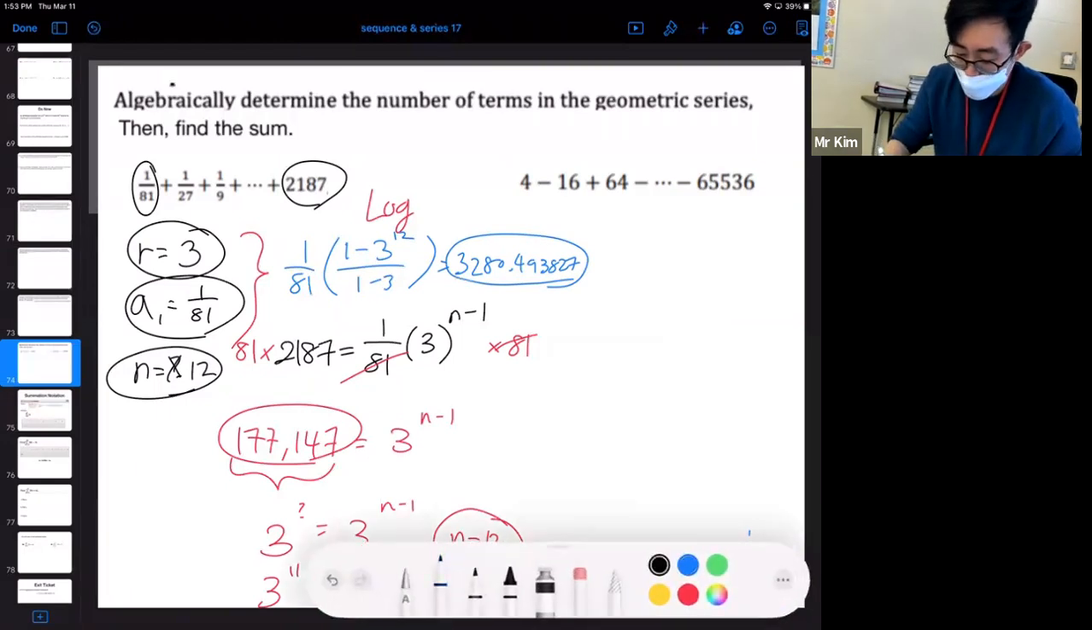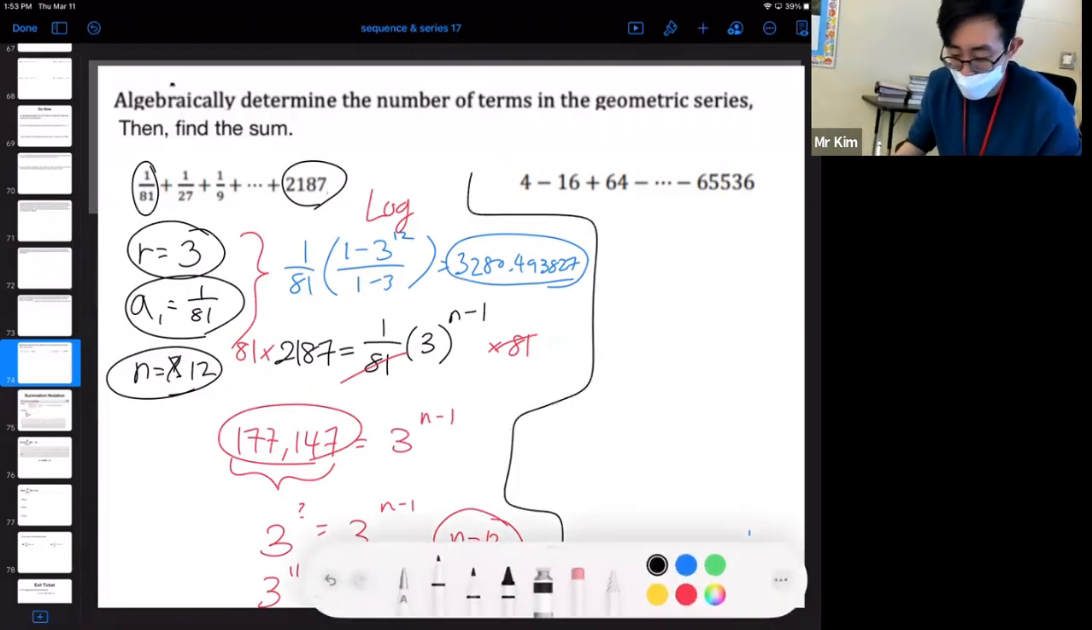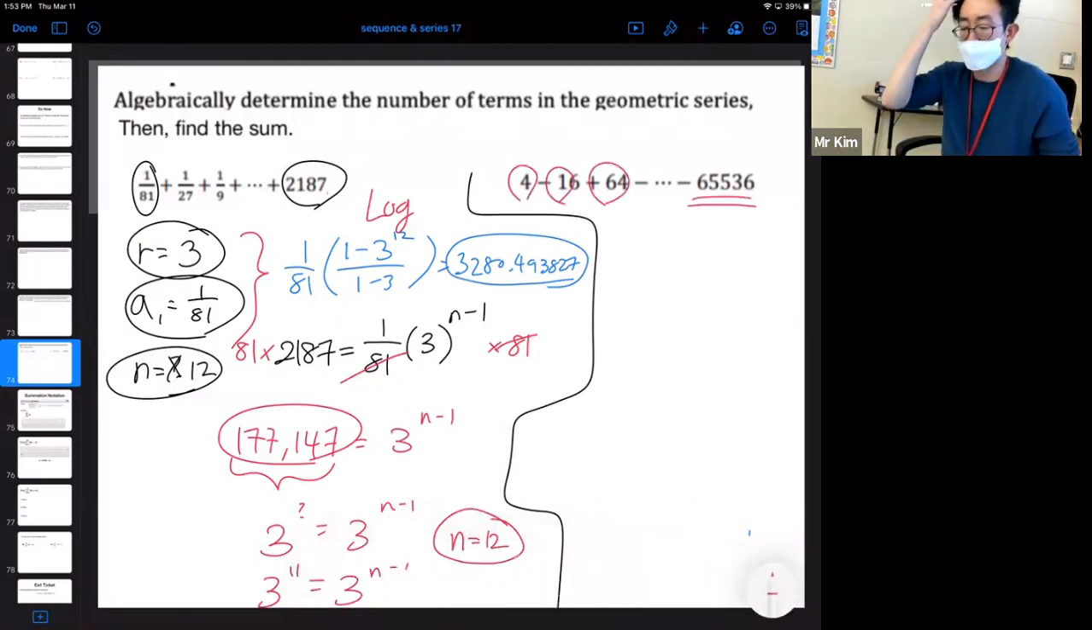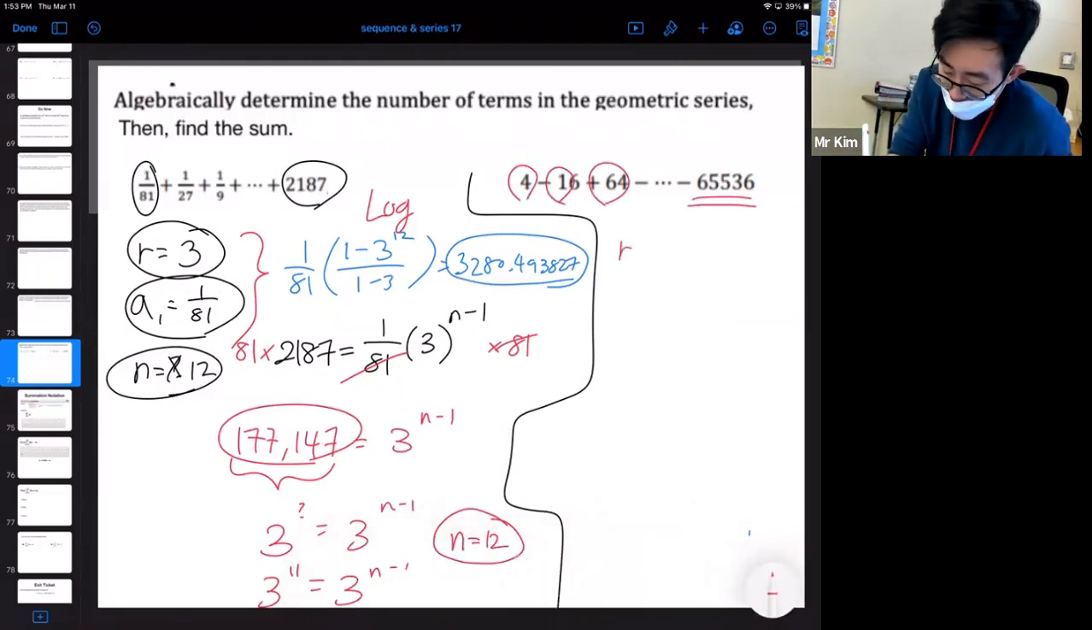All right, one more to go. So I'm going to draw this little wall here. All right, so 4, -16, +64, all the way down to -65536. Common ratio here, Olivia?